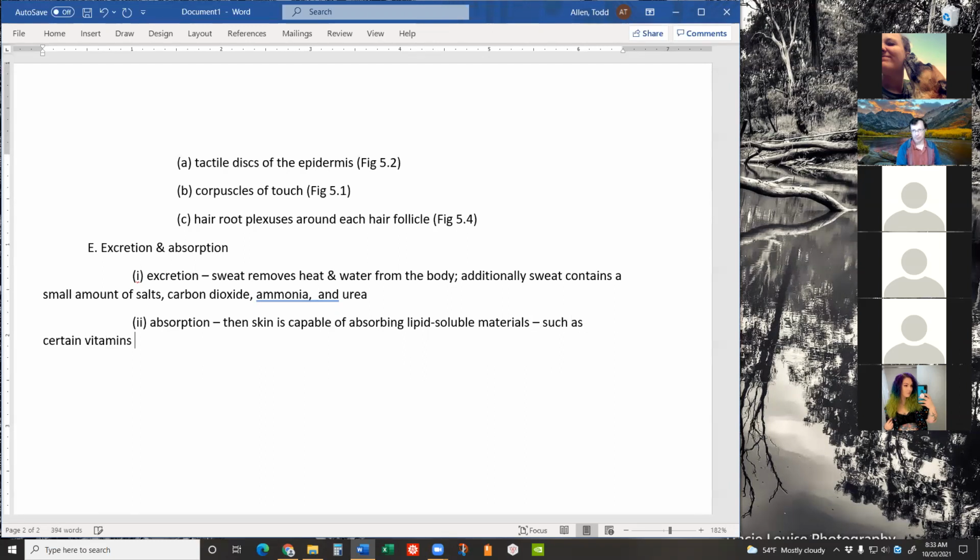Not all vitamins are lipid soluble. Some vitamins are water soluble. So you can't say that all vitamins can be absorbed through the skin, but those vitamins that have a compatible lipid chemistry can be absorbed through the skin. And I'll give you a quick list here: A, D, E, and K. We also have to be aware of certain lipid-soluble drugs that might be prescribed to us.